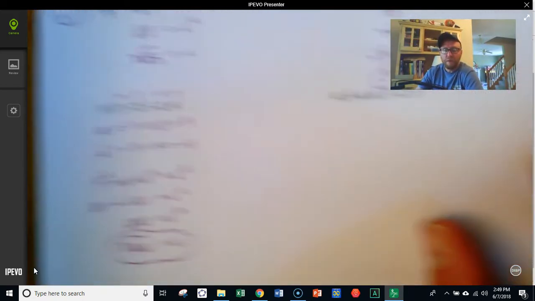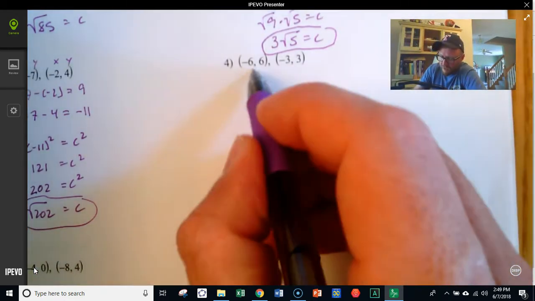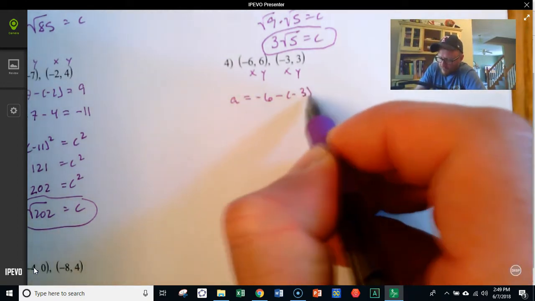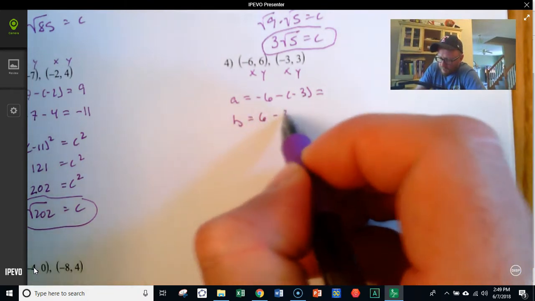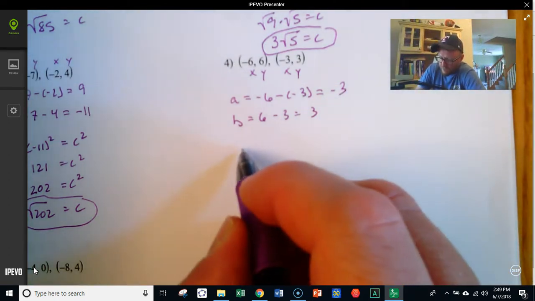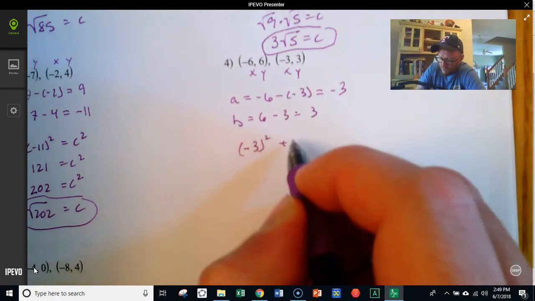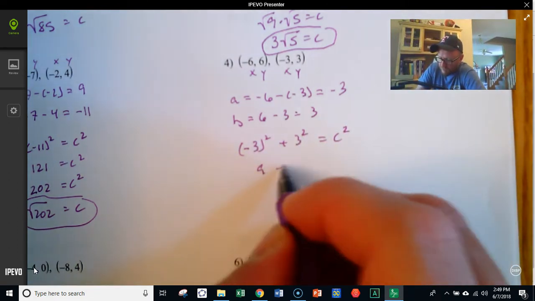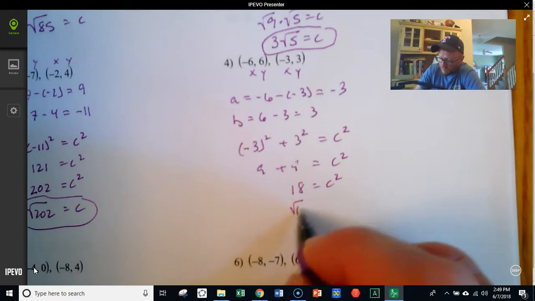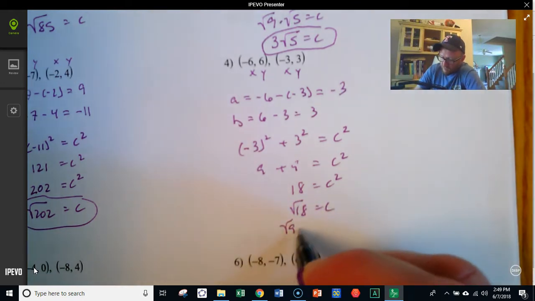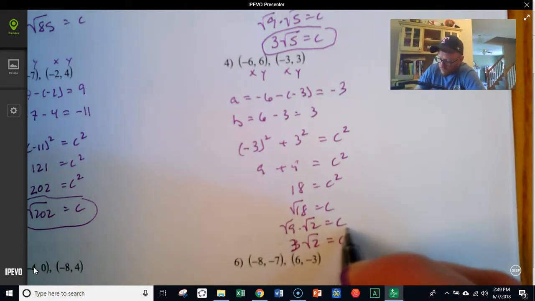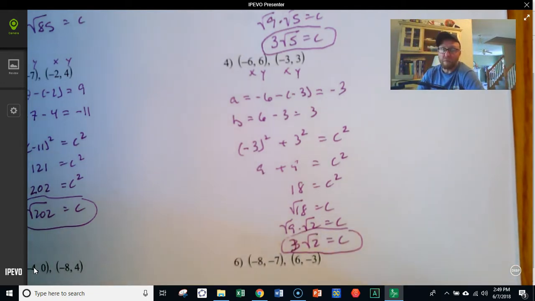Okay. Let's see. Got x, y, x, y. A equals negative 6 minus negative 3. B equals 6 minus 3. That's 3. And that is negative 3. So we've got negative 3 squared plus 3 squared is c squared. 9 plus 9 is c squared. 18 is c squared. Square root of 18 is c. And that is the square root of 9 times the square root of 2, which is 3 times the square root of 2. I'm going to simplify it.